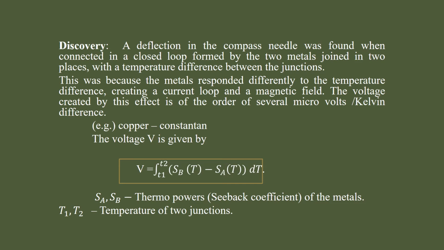For example, copper-constantan. The voltage V is given by V equal to the integral from T1 to T2 of (SB(T) minus SA(T)) dT, where SA and SB are thermopowers, that is, the Seebeck coefficients of the metals. T1 and T2 are the temperatures of the two junctions.